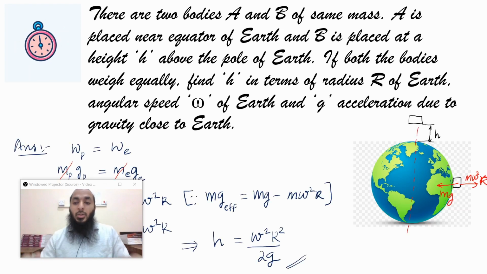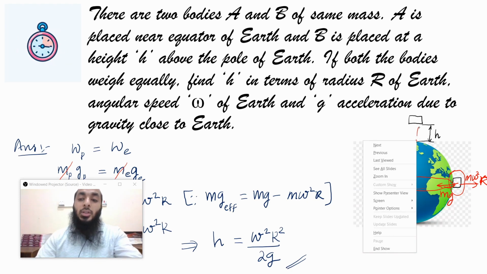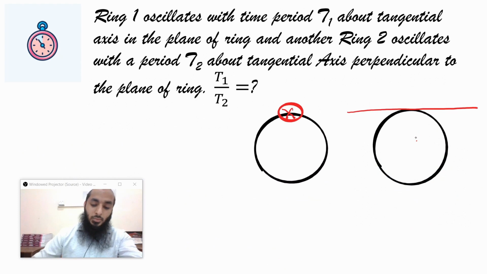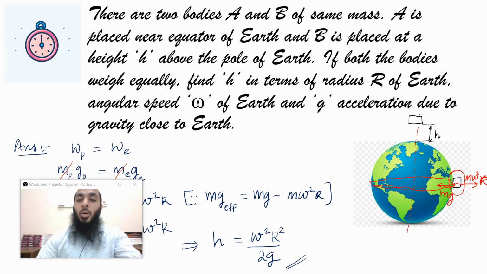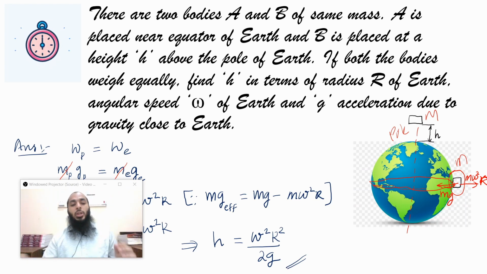Okay, so again see, they told that one of the objects is placed on the equator. This is the equator. This circle is the equator, and the other body is placed near the pole. This is the pole, at a height h. But they said that first of all the mass is the same. So the mass of the object here is m. This is also m. I have written it as mp and me to show that it is the mass kept at the pole or kept at the equator.